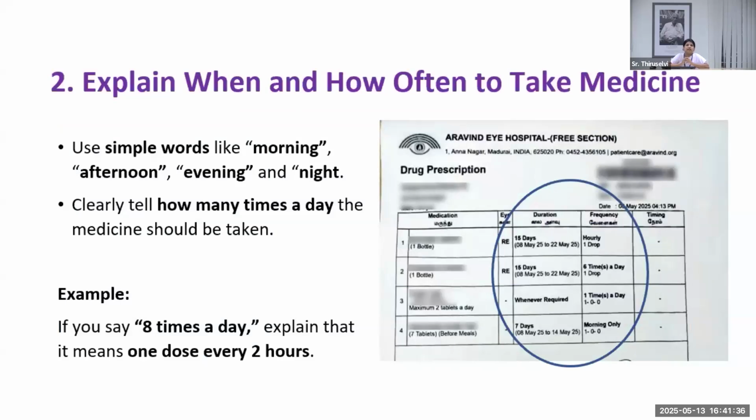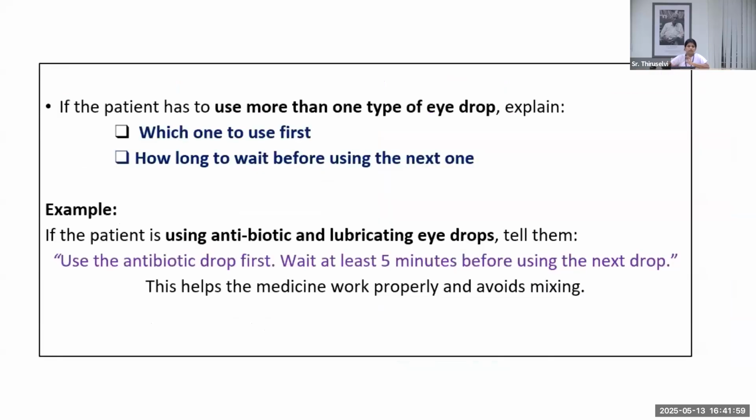Second, explain when and how often to take medicines. Use simple words like morning, afternoon, evening, and night. Clearly tell how many times in a day the medicine should be taken. For example, if you say 8 times a day, explain that it means 1 dose every 2 hours.